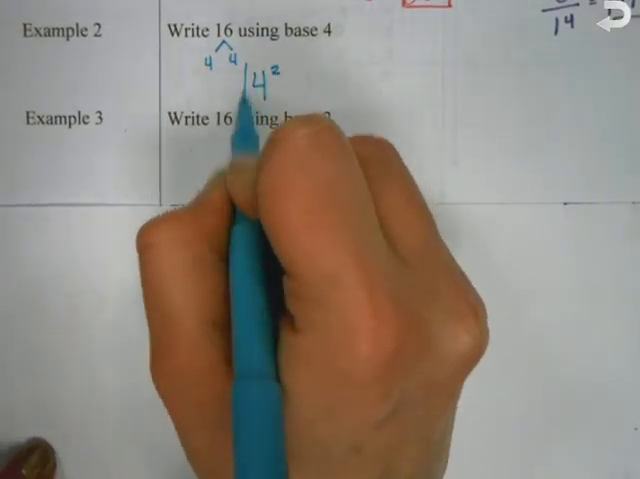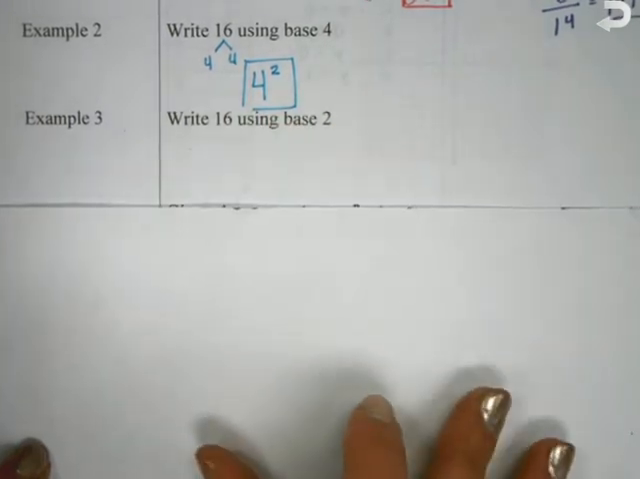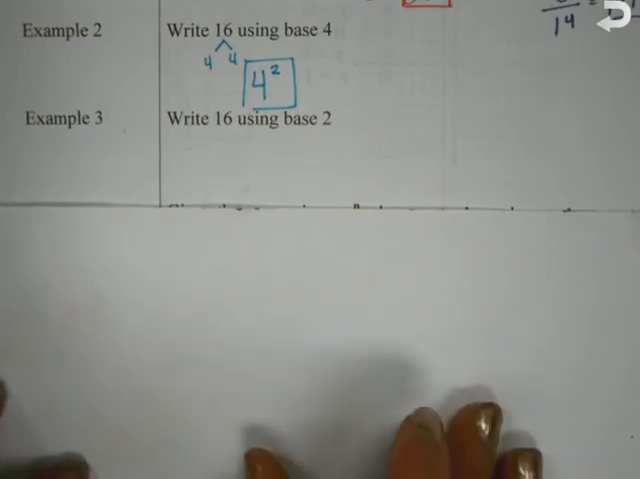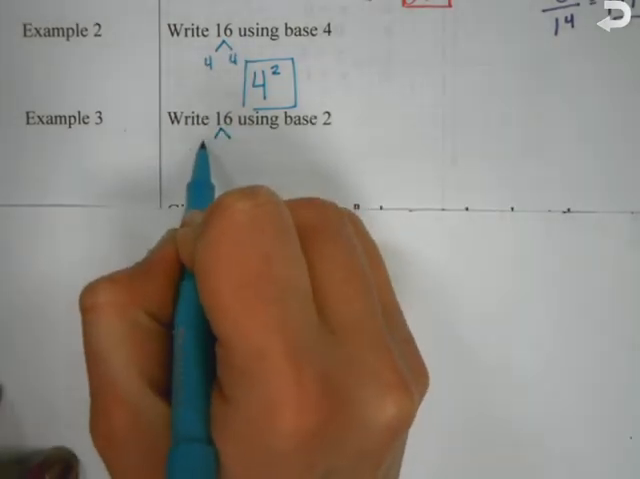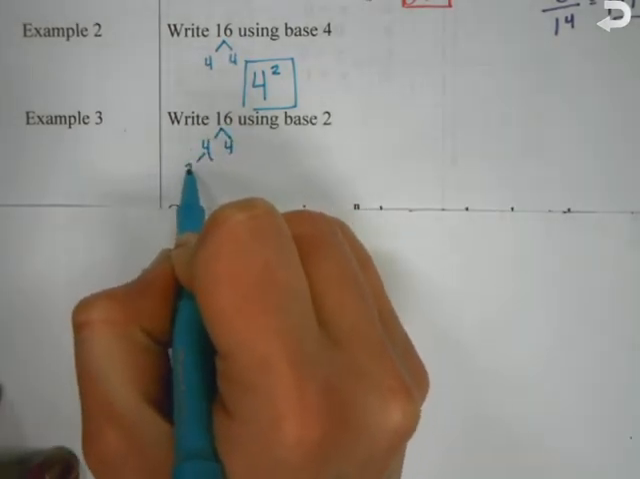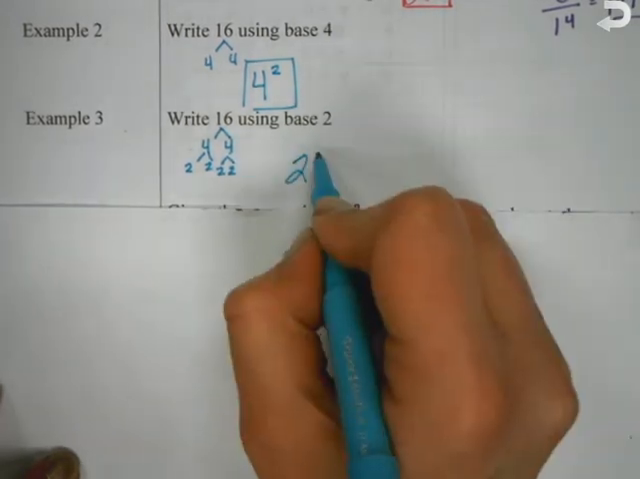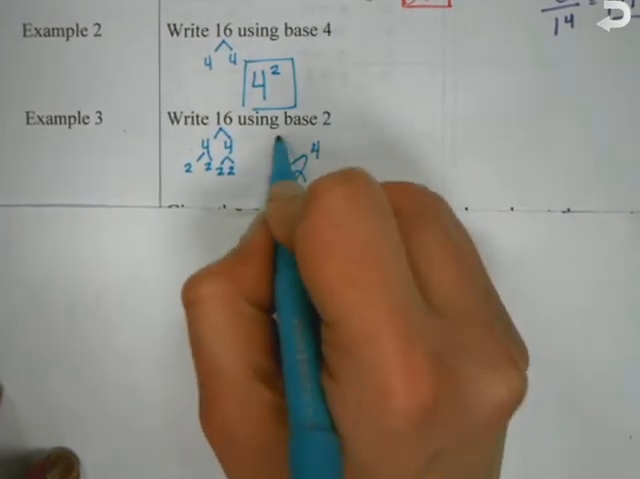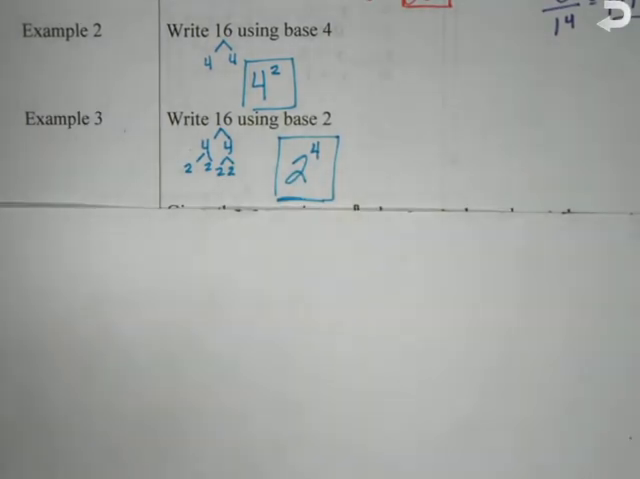So my base here is 4. Okay. Now, what if I want to write 16 using a base 2? 16 breaks up to 4 and 4, and 4 breaks down to 2 and 2. So that would be 2 to the 4th. So in this case, my base is 2. Okay?